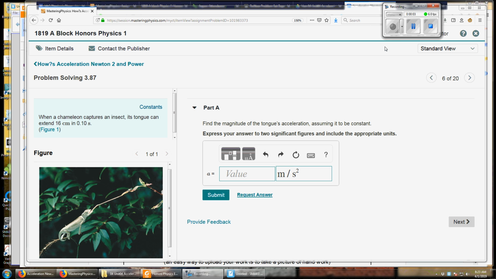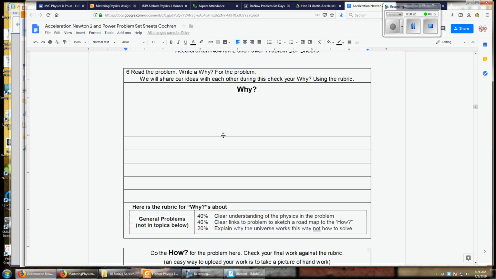All right, so number 6 here about the chameleon and capturing an insect. We're given the length its tongue can extend and the amount of time, and we're asked to find the tongue's acceleration, assuming a constant acceleration. So, it's a written Y. So I'm going to start off with, let's see, acceleration is related to displacement and time.